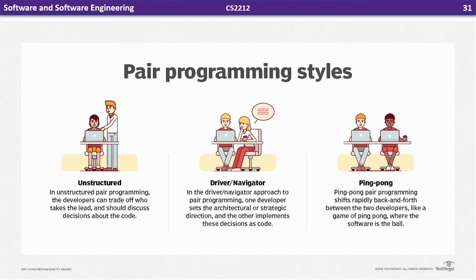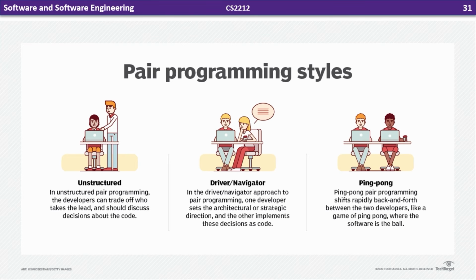So in an unstructured style, there's two people at a computer, and they sort of switch back and forth between who's doing the coding and who's doing the quality assurance, just based on the flow of the team, based on how it's going. So there's not one set person doing one thing. In the driver-navigator approach to pair programming, one developer sets the architecture or strategic direction, and the other actually implements the decisions as code.